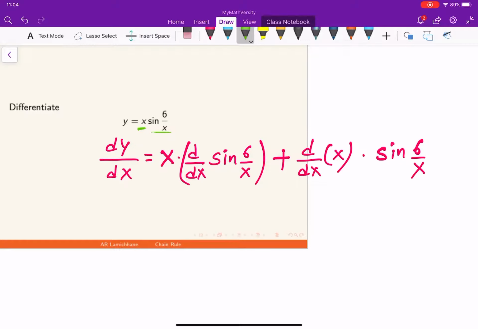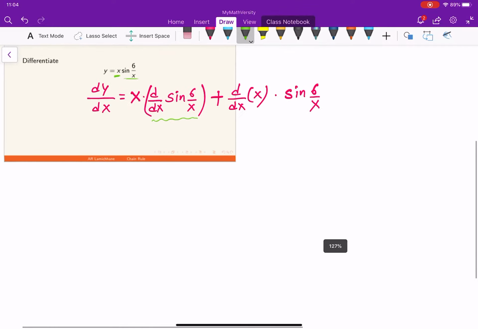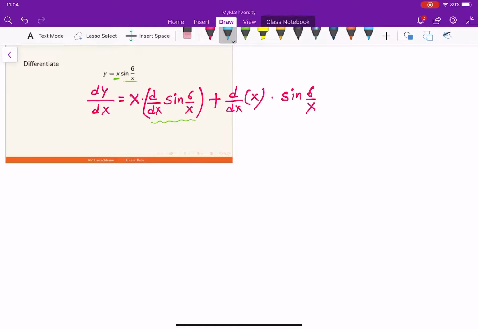We apply this perfectly, but the problem here is, what is the derivative of sine of 6 over x? So let's spend a good amount of time on finding the derivative of that. And we also need to find the derivative of x. We know the derivative of x with respect to x is 1, so that's not so difficult. But that's why let's spend time over here to find the derivative of sine of 6 over x.